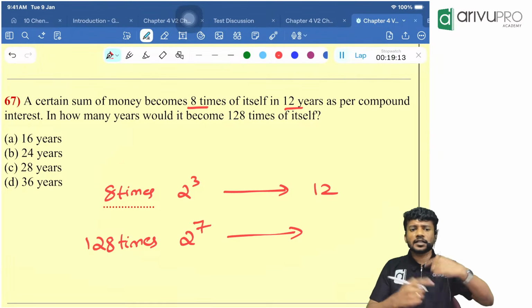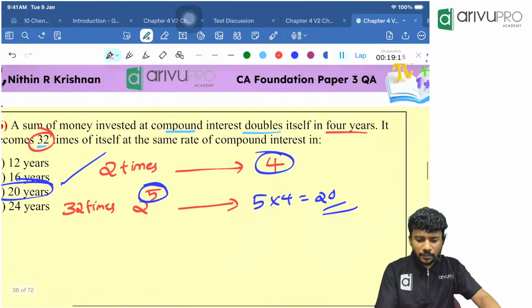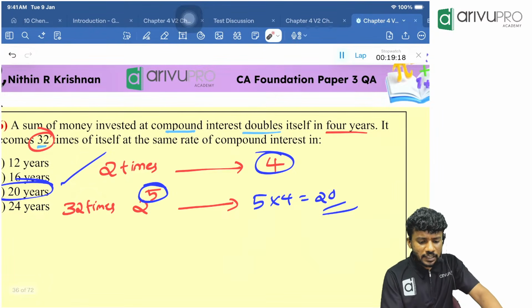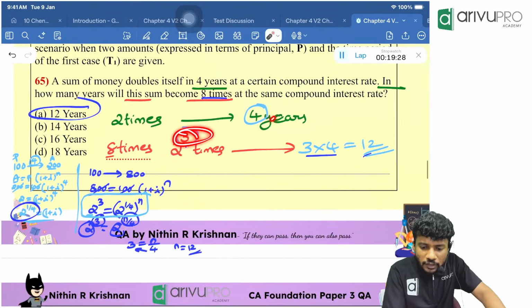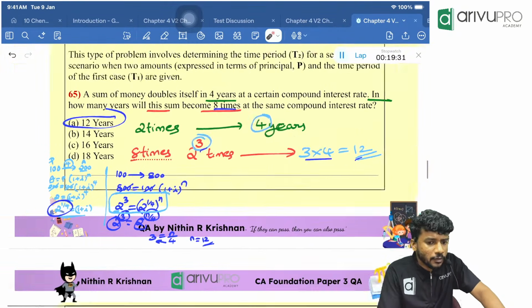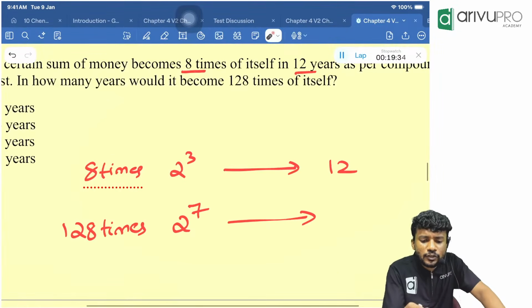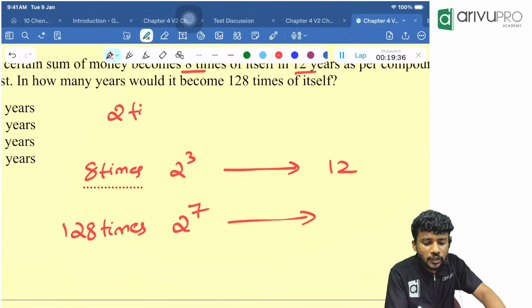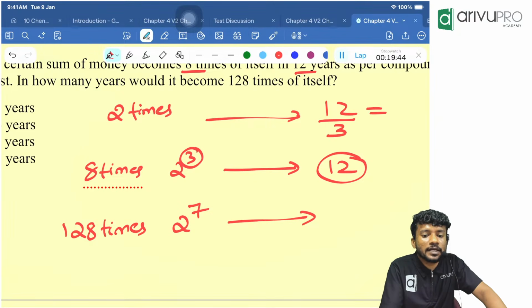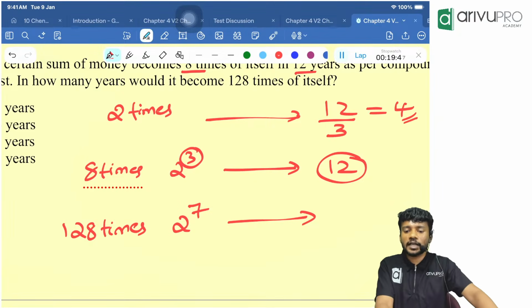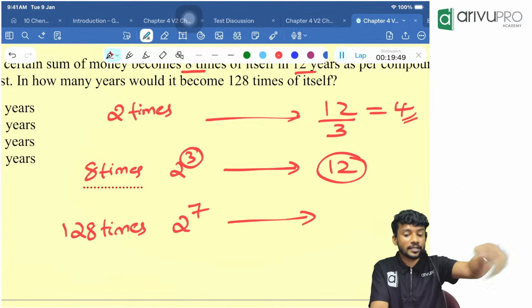Now people, I will think in the reverse manner. In the previous question, if you remember, when 2 times happened in 4 years, I said that 2 raised to 5 times happened in 5 into the previous number of years. Similarly, here also I got 3 into the previous number of years. But if I am finding 2 times, I take the reverse. This is 12, divided by this 3 will give me that answer. 12 by 3 is 4. So 2 times would have happened in 4 years.